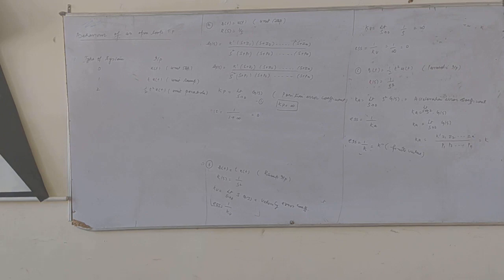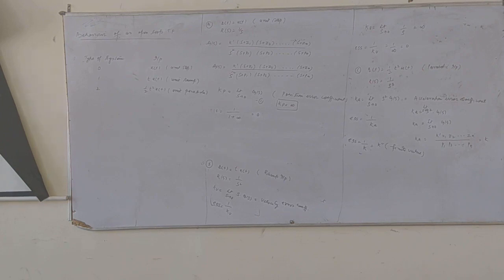There is a third conclusion also. Second is if the order of the input is greater than the type of the system, the steady state error is infinite. Third is if the type of the system is greater than the order of the input, the steady state error will be 0.